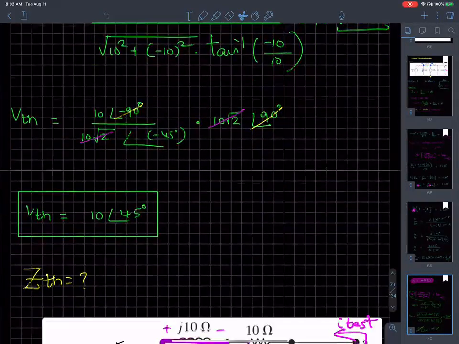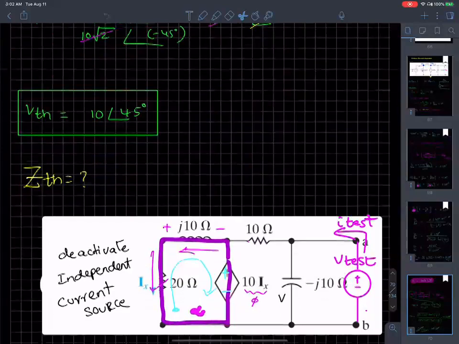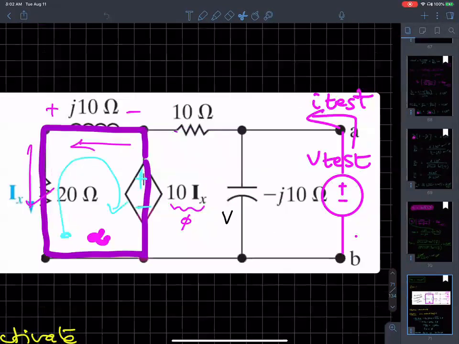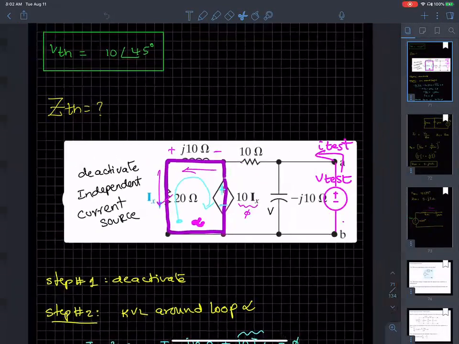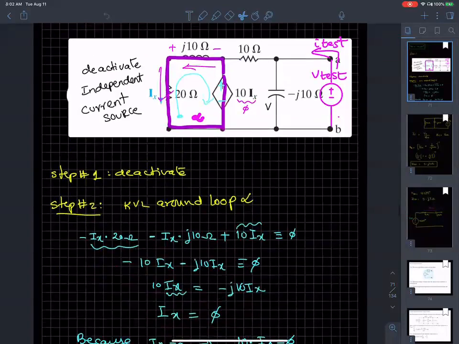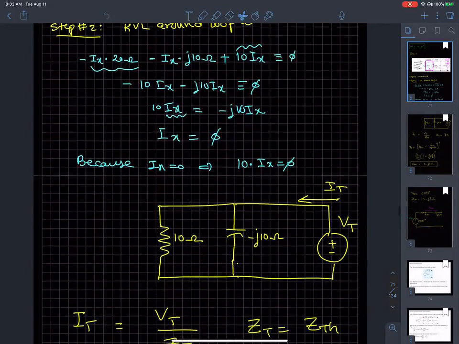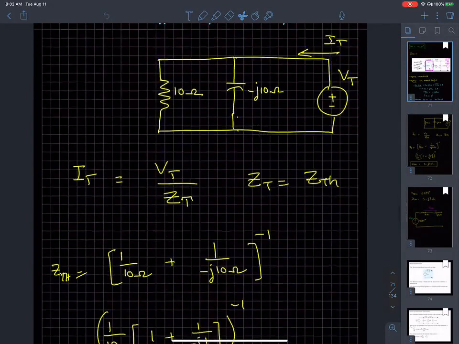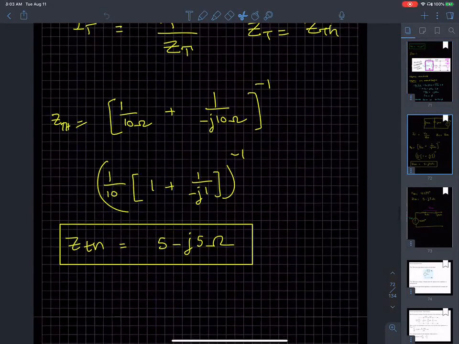The second part was to find the Z Thevenin, or the impedance looking into the circuit. And we do that by applying a test voltage, test current, and by deactivating the independent current source. Once we deactivate the independent current source, we are left with a simple parallel combination of resistor and capacitor. The equivalent of that can be found to be this value, 5 minus J5.